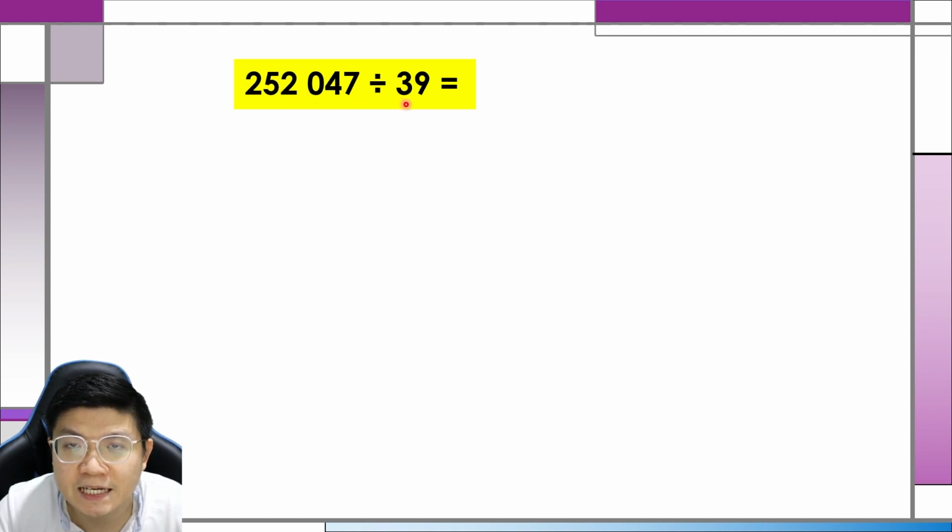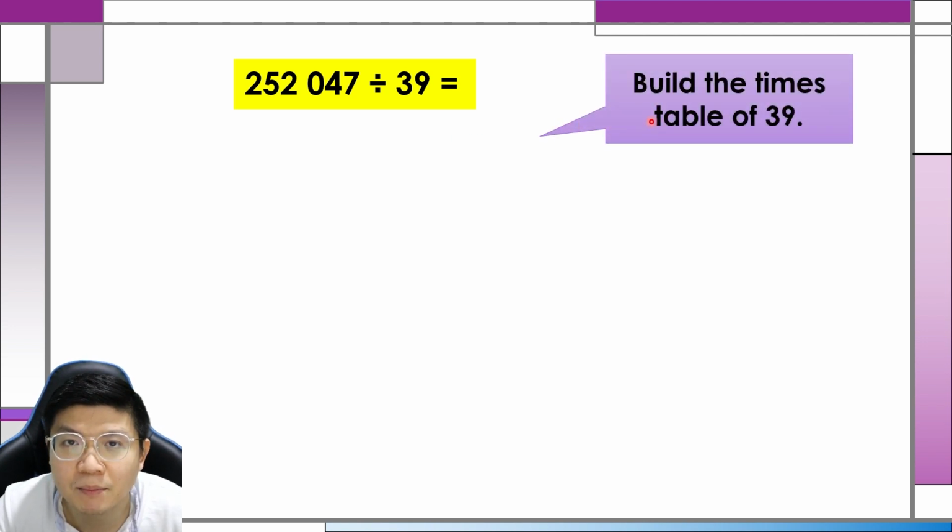Next part, divide by 2 digit. 252,047 divide by 39. 39, this is 2 digit. Right, so 39 is not inside the times table that you usually memorize. Therefore, you need to build the timetable of 39. So how do you want to build it?